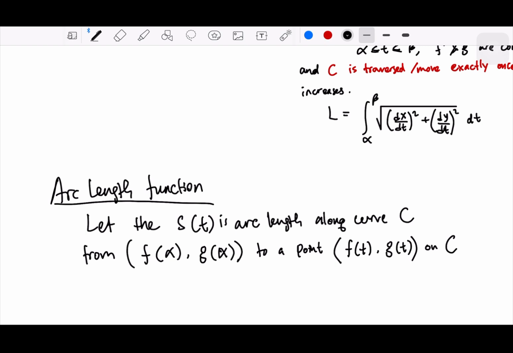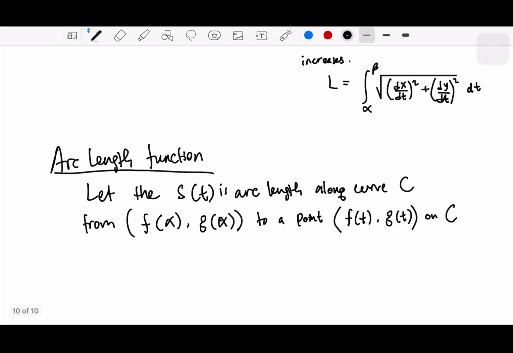But now, since we already established our arc length in parametric, then we can write s(t). So from a constant to t, now we are using t, not x. So inside, we will use another variable, maybe u. So we are using du, not dt.